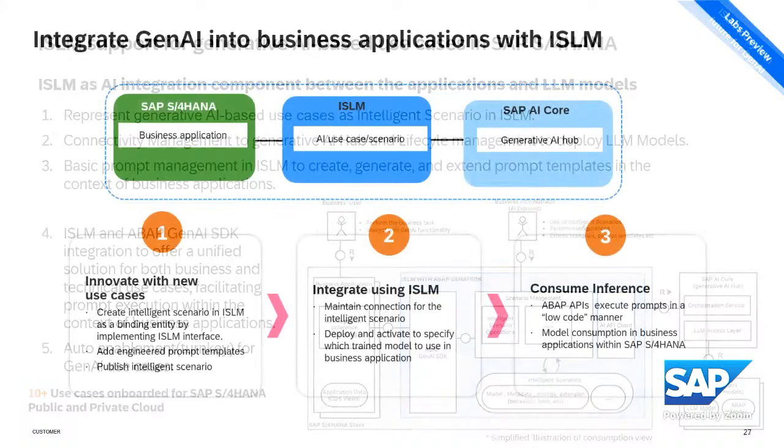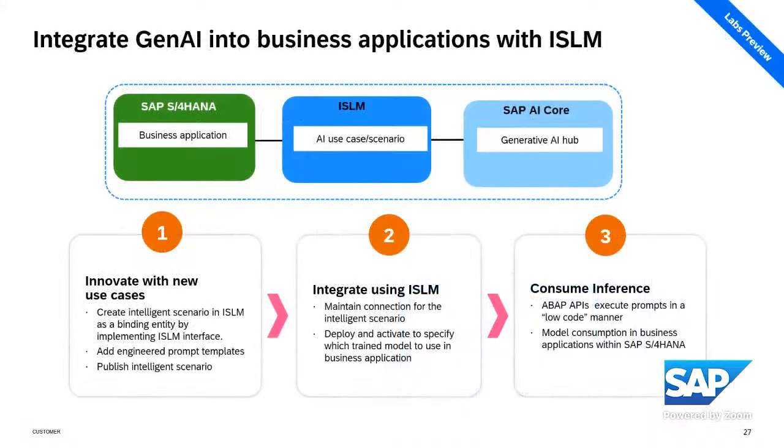Let's also try to understand a simple flow, how this end-to-end process looks like with this, how you can deliver your own generative AI use cases. So we have a business application in S/4HANA. ISLM is part of the S/4 stack. You create an AI use case in ISLM, define certain meta information, and you get a connectivity to generative AI hub.